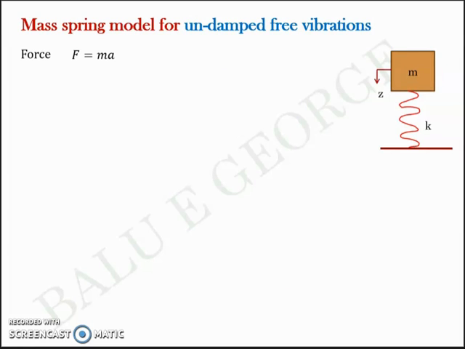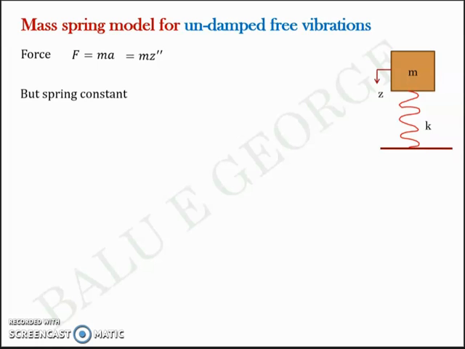So there's a mass spring model for the undamped free vibration. You have the mass, you have the displacement z, you have the spring constant k. You don't have a damper here, you don't have an f of t here. So it's undamped free vibration. Now in such a system, the force F we know is equal to mass into acceleration. Now acceleration is nothing but z double dash, double differentiated, right? So ma I've written as mz double dash.